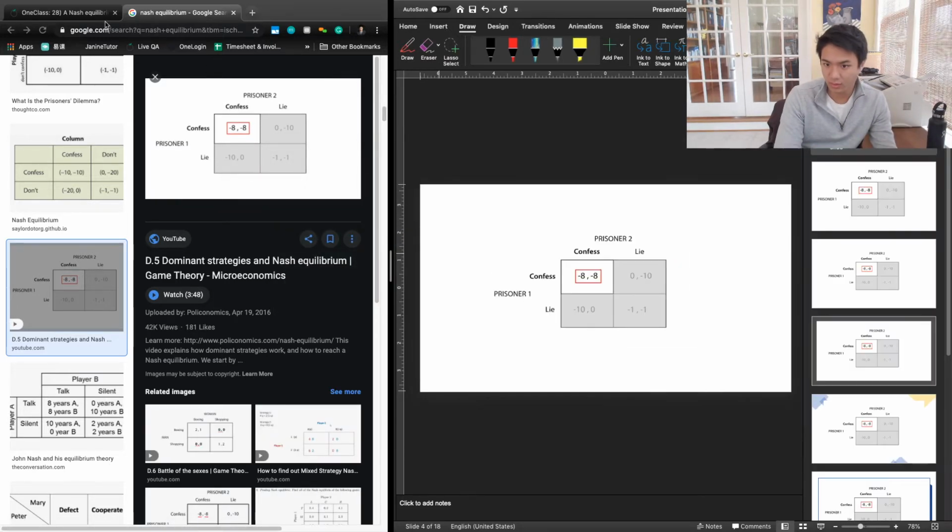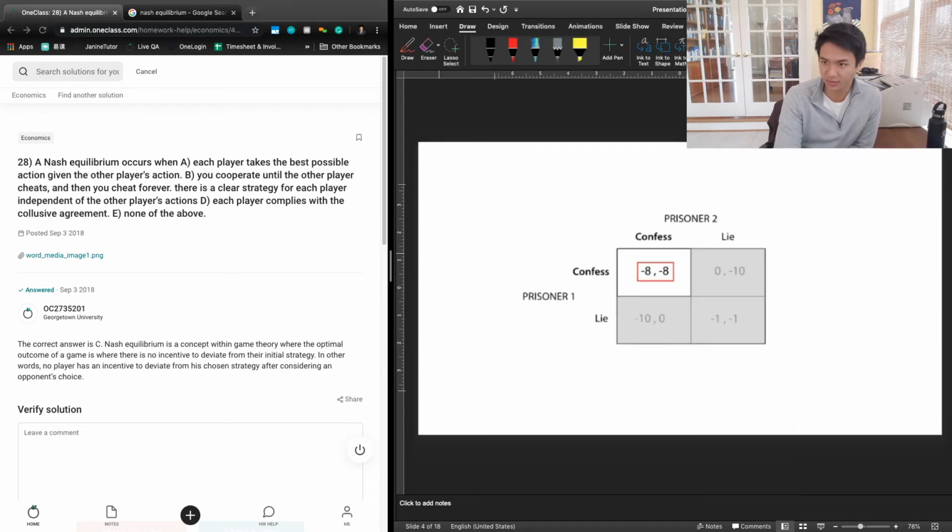Right, so this is going to be a better depiction of the scenario we're talking about. What we see here is, again, you can confess or lie. If you both confess, you get 8 years. If you confess and they lie, you get 0 years and they get 10 years. If you lie and they confess, you get 10 years. If you both lie, you both only get 1 year, right?